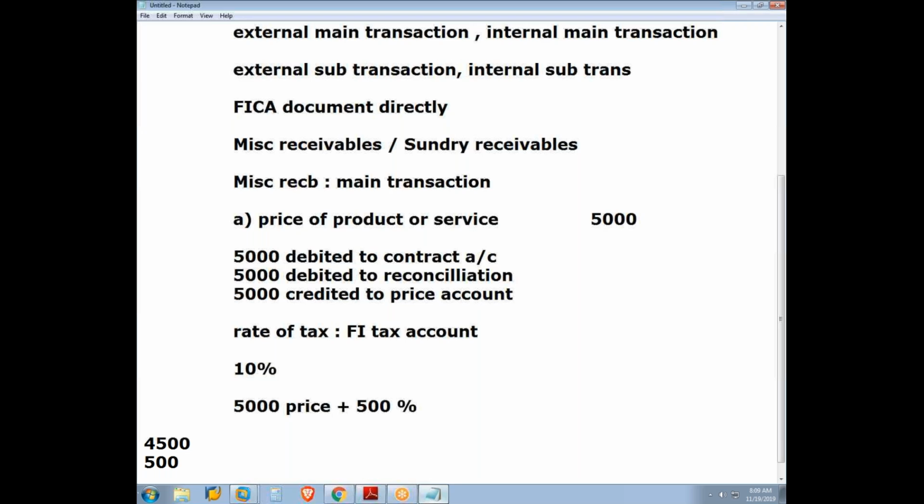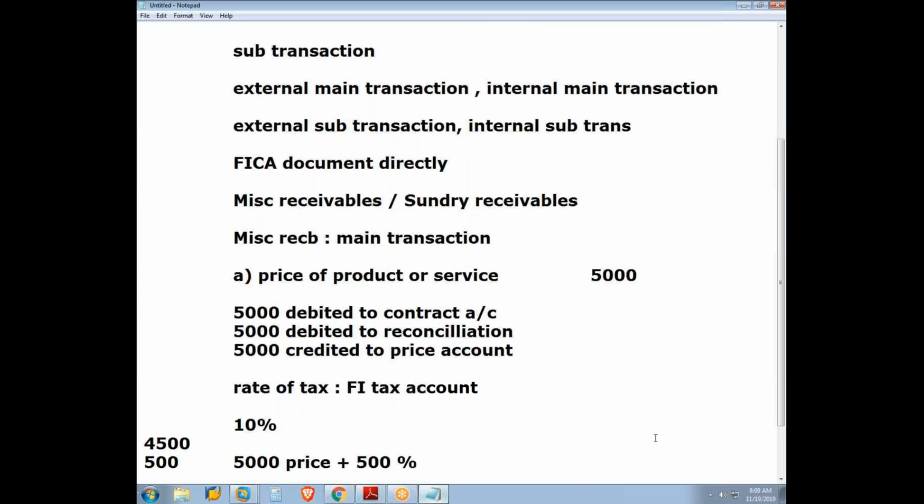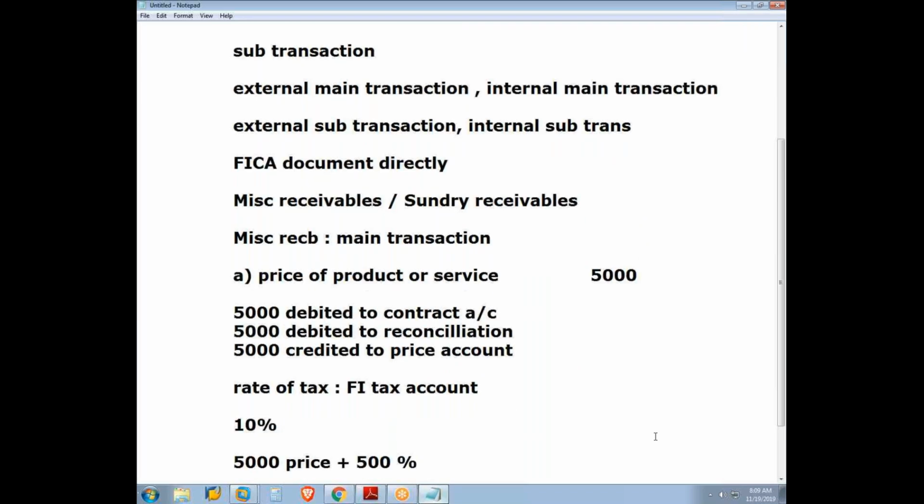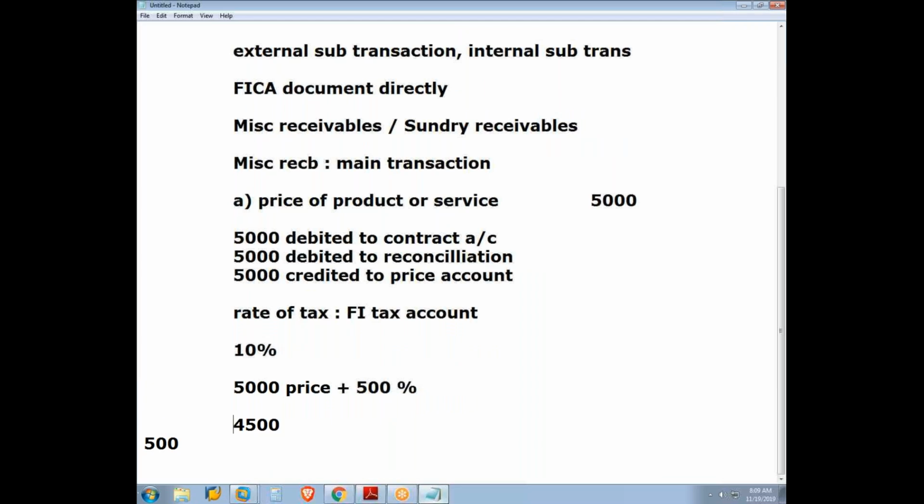Basically, anything that you post into FICA is understood by the definition of a main transaction and a sub transaction. What we are referring to here is the external main transaction and external sub transaction. Now, internal main transactions and internal sub transactions we cannot define. These are defined by the system. They are relevant to a specific process. Suppose you are doing a miscellaneous posting, then there's no such internal sub transaction. For the internal main transaction, an internal sub transaction is not there if you are doing a sundry receivable.